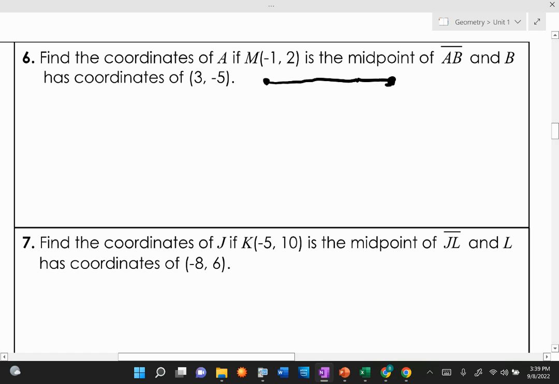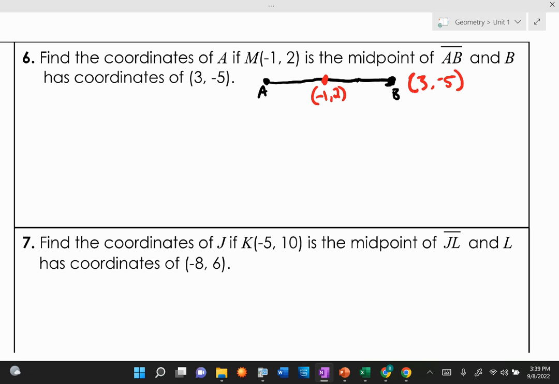We'll pretend that that's a straight line. Okay, they are giving us a line AB, and we have a midpoint. What values do we know? B and M. We know the midpoint is (-1, 2), and we know that B is (3, -5). Okay, so which formula are we going to use?